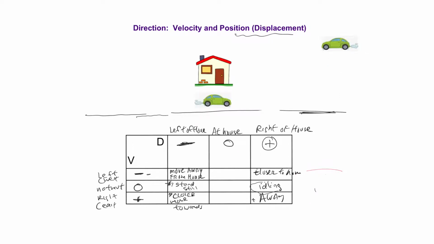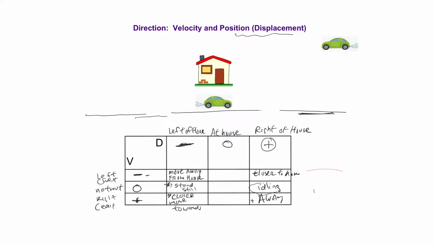So let's look at the middle column right now. The middle column says the displacement is always 0. That means the car is at the house at a certain time. So let's look at the center one over here. It says the displacement is 0, it's at the house, and the car is not moving. So what that means is it's at the house, just idling, just parked at the house.